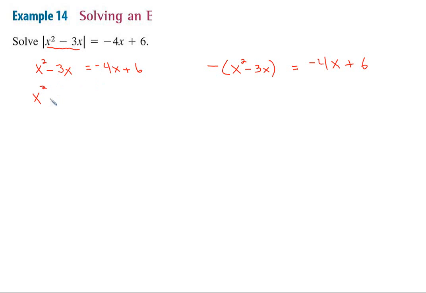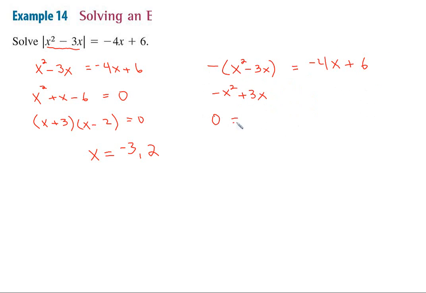X squared, if we add 4x, that'll give you x minus 6 is equal to 0. Let's factor: x plus 3, x minus 2. So our solutions for this one are going to be negative 3 and 2. Over here, we distribute the negative: negative x squared plus 3x. Then let's set it equal to 0. I'm going to move all this stuff over here. So 0 is going to equal x squared minus 7x plus 6. Let's factor that: x minus 6, x minus 1. So x is going to equal 6 and positive 1.